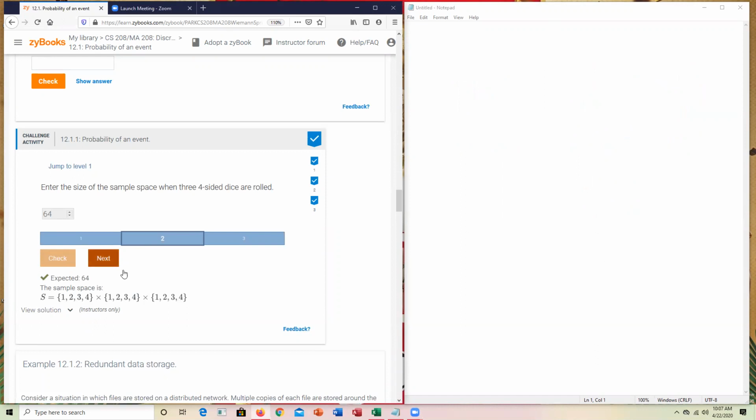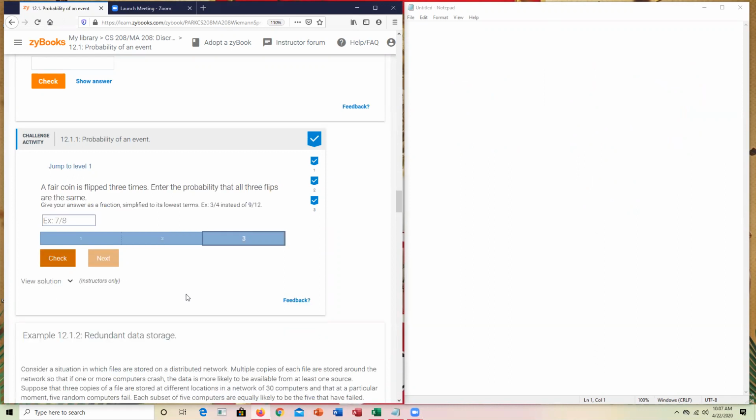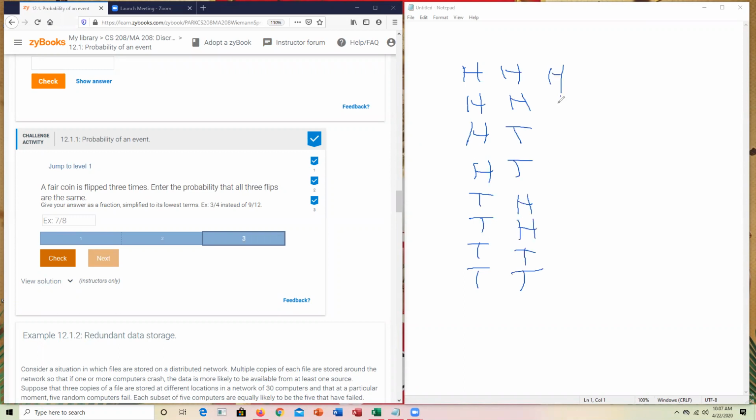Let's go to the third one. A fair coin is flipped 3 times, and we want the probability that all 3 flips are the same. So, fair coin again, we have to draw out our outcomes: head, head, head; head, head, tail; head, tail, head; head, tail, tail; tail, head, head; tail, head, tail; tail, tail, head; tail, tail, tail. Enter the probability that all 3 flips are the same.